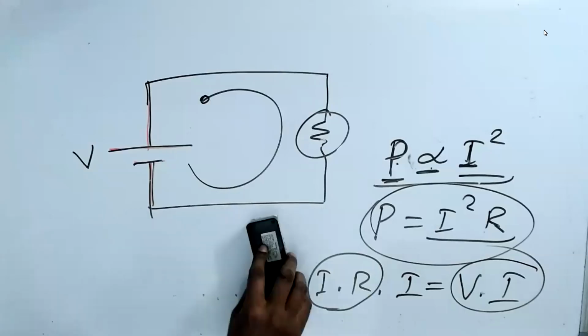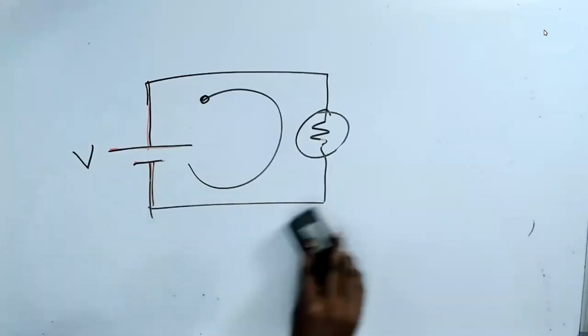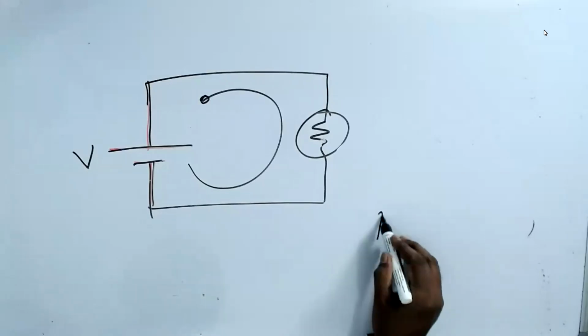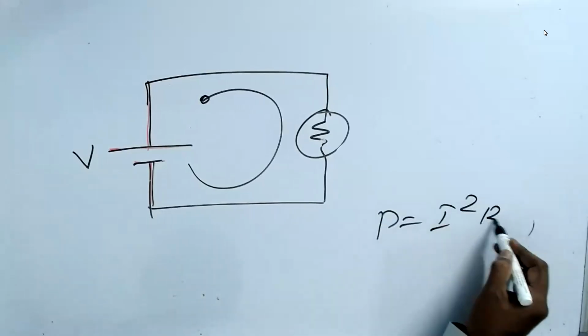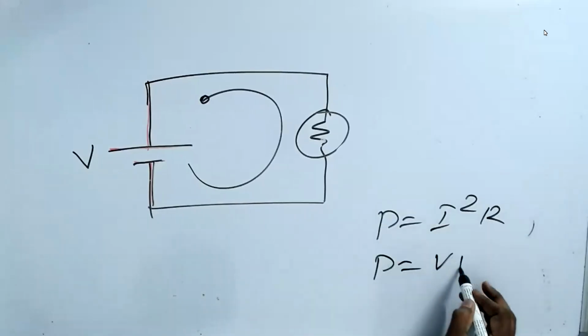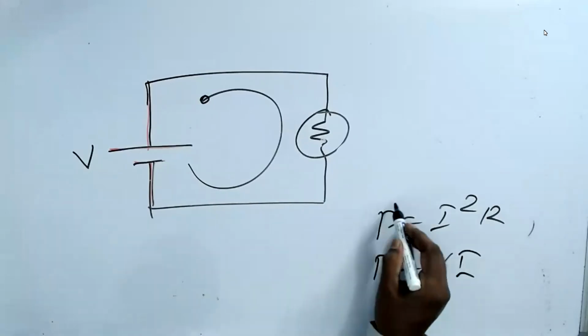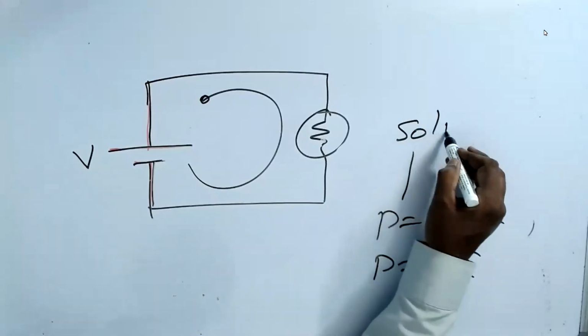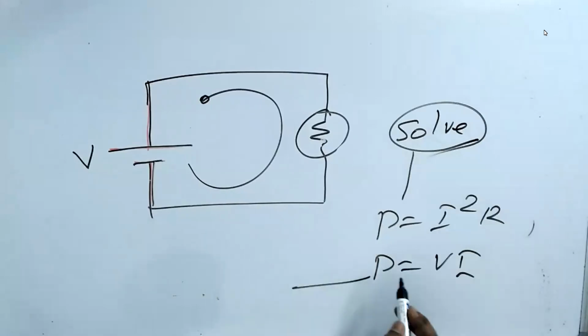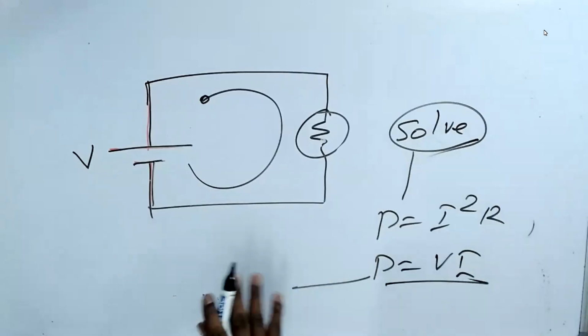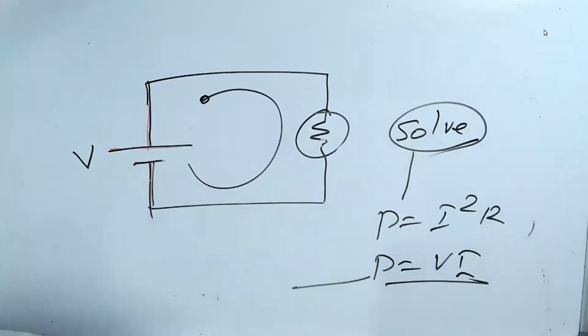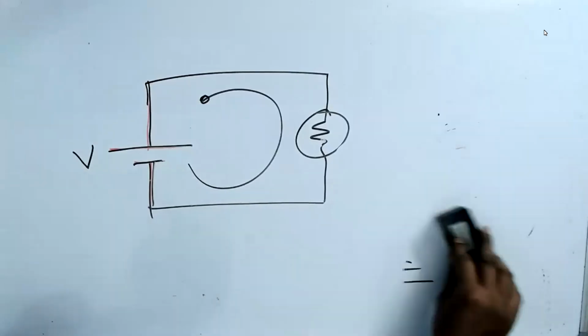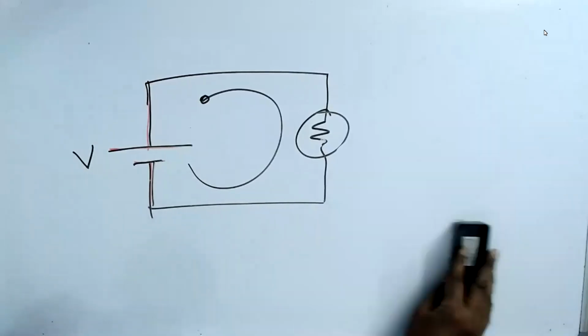These two are totally different: P is equal to I square R and P is equal to VI. If you understand this, you will solve the problems very nicely. If you don't, you will always solve the problem wrongly. I'll show you a few examples in the next session. Then you will know that.